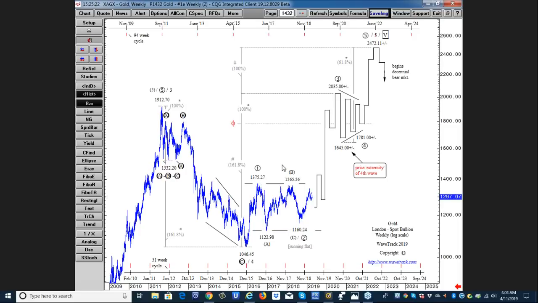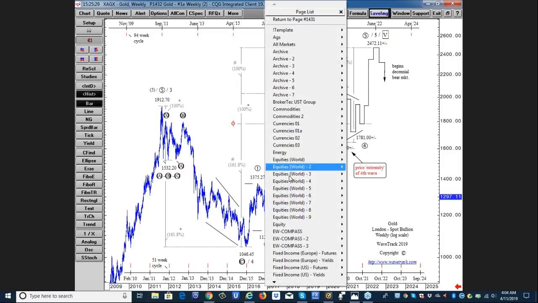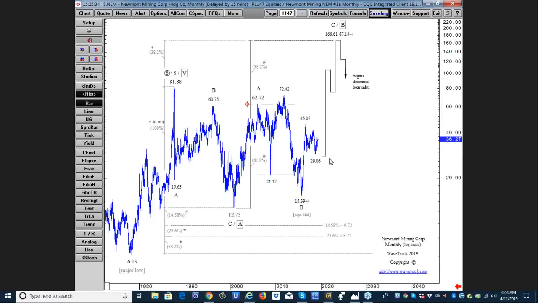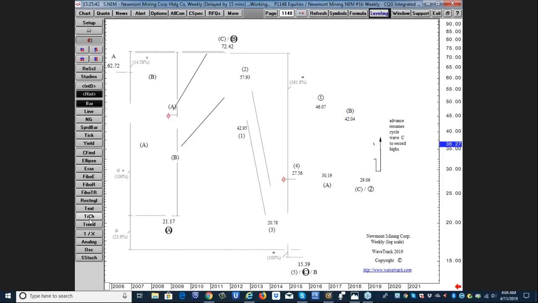And I was thinking, I've got a target of 166 on Newmont Mining. I'll toggle between the two here, and you'll see what I mean. This is Newmont Mining's forecast up to 166, and the expanding flat pattern, 1432, is this one.